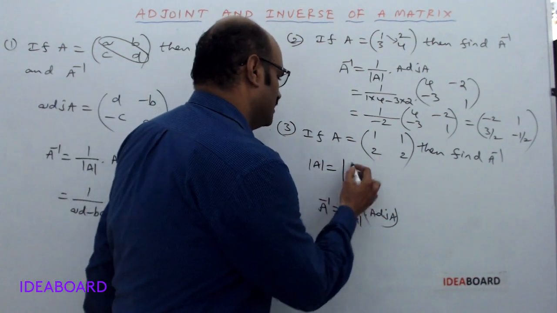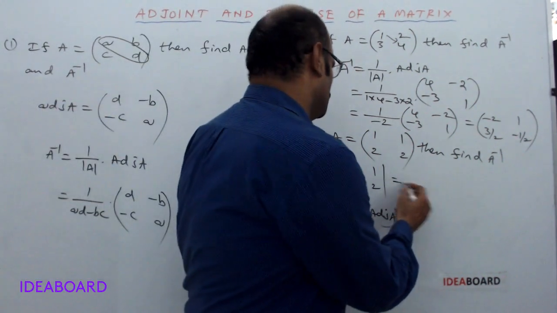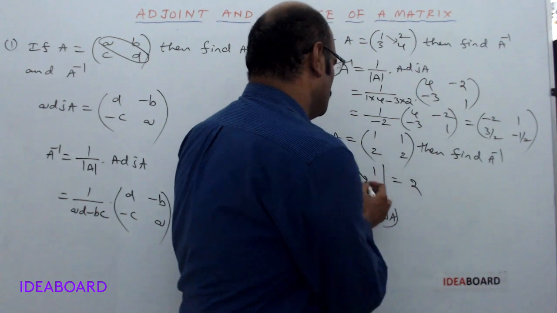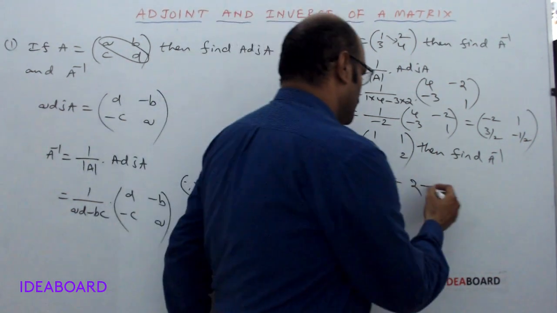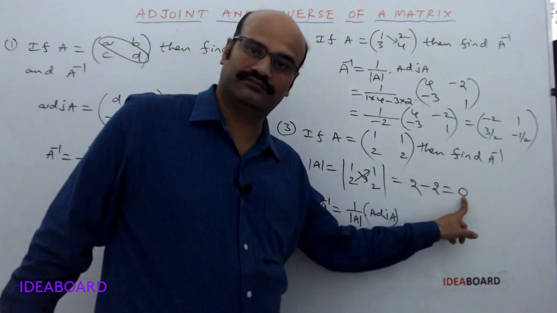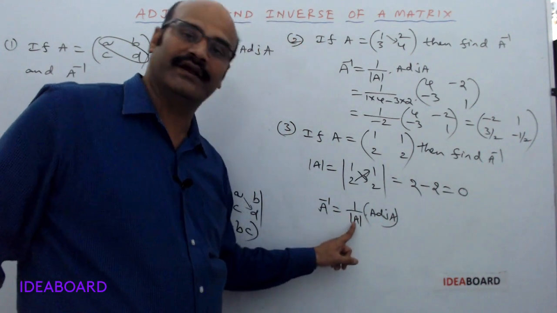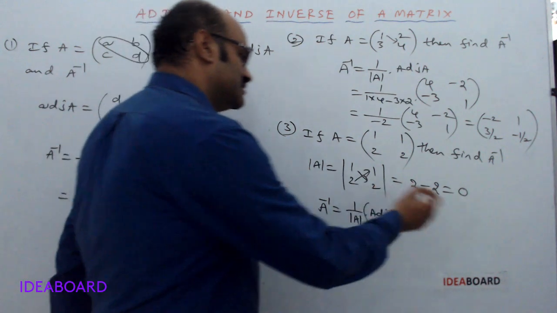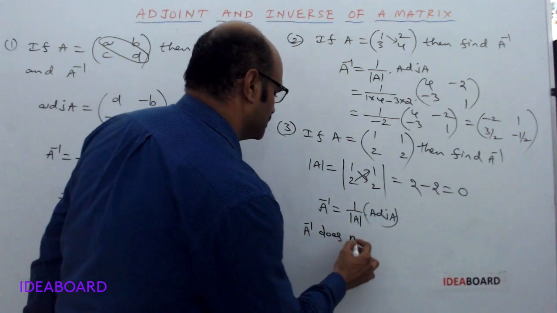Det A equal to the determinant of 1, 1, 2, 2, equal to 1 into 2 minus 2. So 2 minus 2 equal to 0. Whenever det A equal to 0, the inverse does not exist because 1 by 0 is undefined. So since it is a singular matrix, A inverse does not exist.